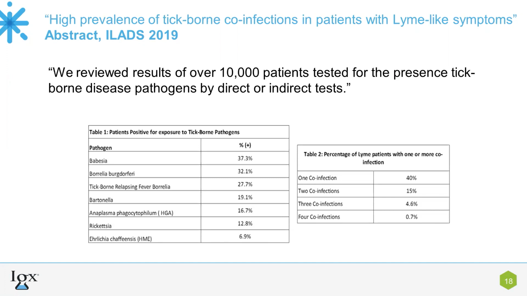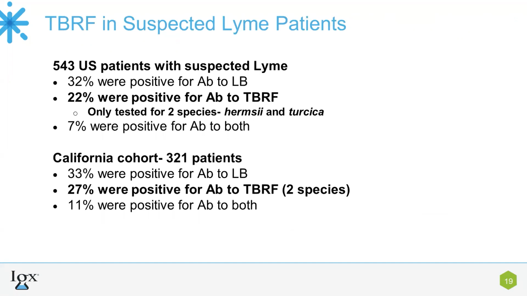I mean, it's not rare, as you all know, to have co-infections, and you can have a co-infection of Lyme Borrelia and relapsing fever Borrelia. Studies have shown that. And here's that slide. 543 patients, from that earlier study. 32% had Lyme antibodies. 22% had antibodies to tick-borne relapsing fever, even though they only tested for 2 of the species. And 7% had both. In the California cohort, the numbers are similar, but a little bit worse. A little bit higher percentage of antibodies to relapsing fever Borrelia, and 11% had both.